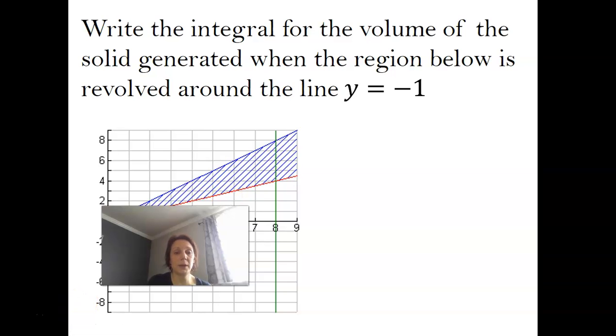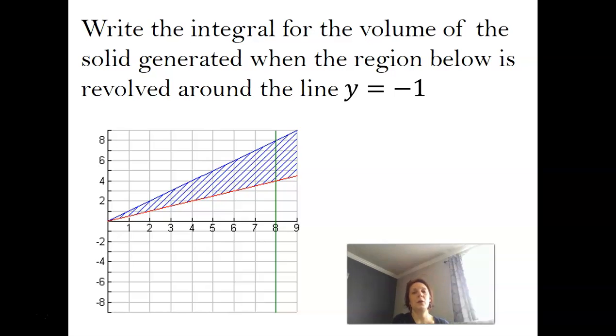We want to write the integral for the volume of the solid generated when the region below is revolved around the line y equals -1. This is a good one because it's revolving around something other than the x-axis, which is a good thing for us to try. So the first thing I'm going to do is put the line y equals -1 in there.